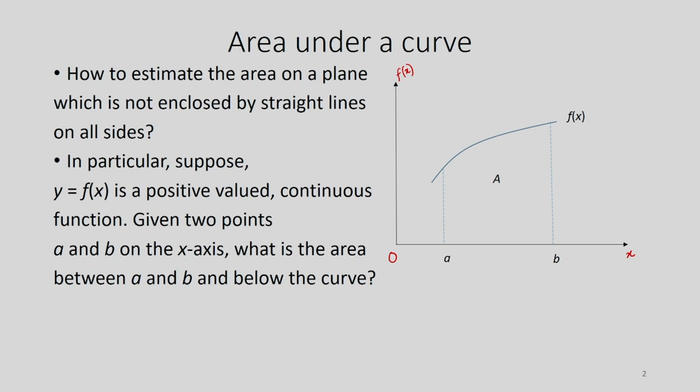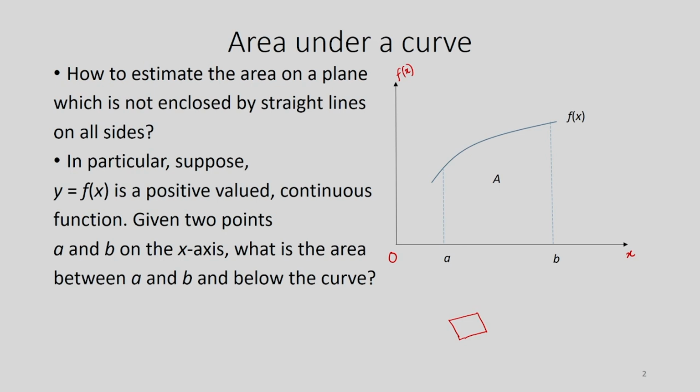This is the first question that we are starting with: how to estimate the area on a plane which is not enclosed by straight lines on all sides? This is a very old problem. The Greek mathematicians dealt with this problem, so you can understand it's a very ancient problem that has been challenging the human mind. If you have an area which is enclosed by straight lines, like this, it is relatively easy to say something about the area enclosed by these straight lines.